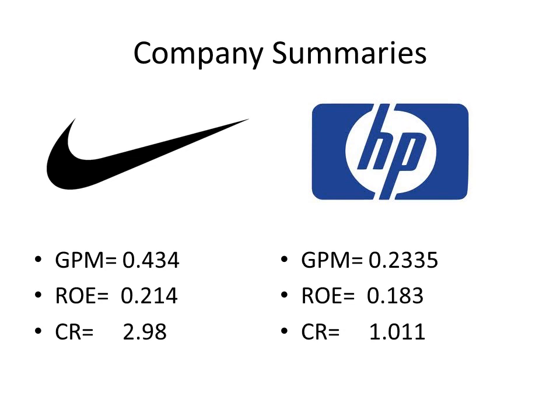The ratios for the different companies show that Nike has a gross profit margin of 0.434, while HP's is half of that at about 0.23. Both companies have a similar return on equity, around 0.2, but the current ratio for Nike is almost 3, while HP's is barely above 1.